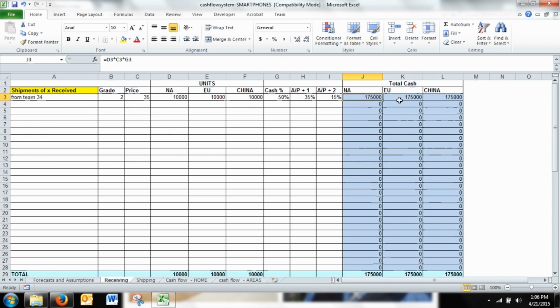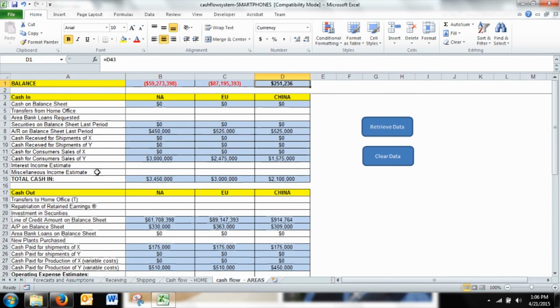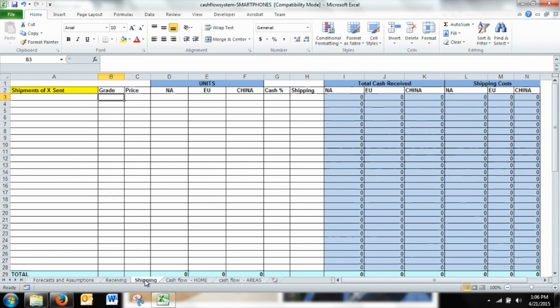So you can see that the total cash is reflected there in terms of what we're going to have to pay to Team 34. And that's also reflected in the cash paid for shipments of X here. Okay, so that updates our cash flow there, so we know we're going to have to spend that. And we're not shipping to anybody, but if we were doing B2B sales, we could enter those in here, and we would see the effect of total cash received and shipping costs if we were to sell any of our items B2B.